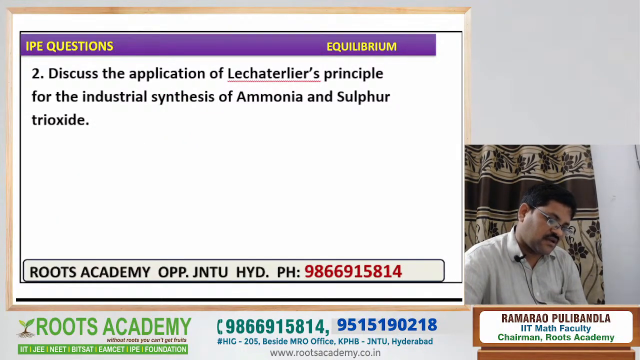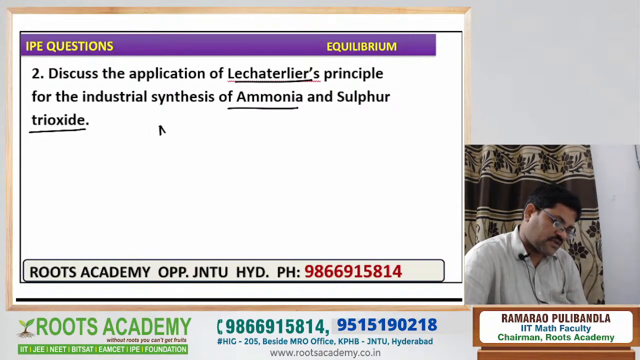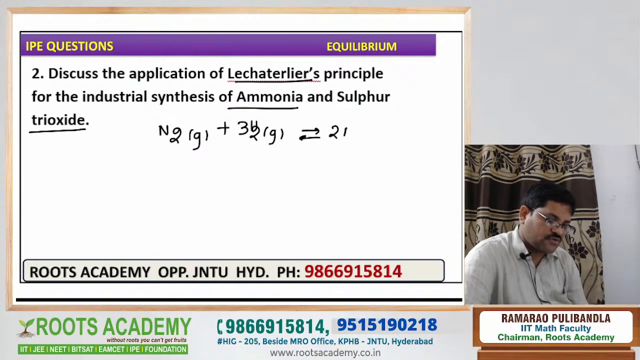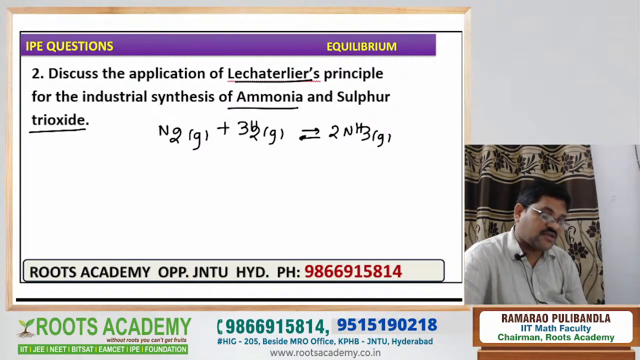Discuss the applications of Le Chatelier's principle to the industrial synthesis of ammonia and sulfur dioxide. Go to the first one, industrial synthesis of ammonia: N2 plus 3H2 gives rise to 2NH3. Synthesis of ammonia means we ask about the forward reaction. Very good.